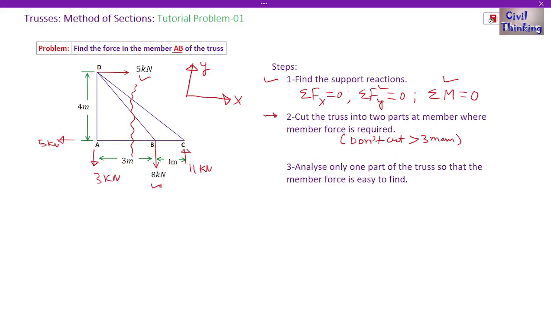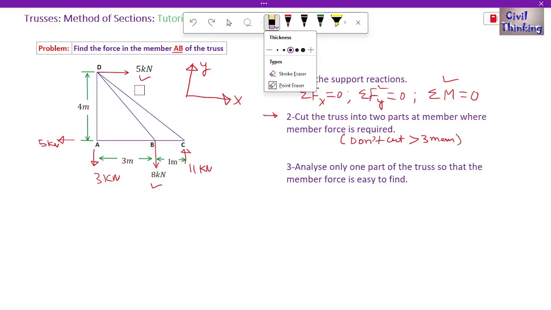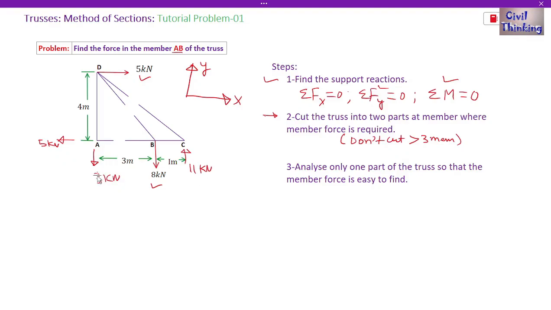Now what we will do, we will cut it at this section line. I will actually cut it, so let me use the eraser. Let me cut it here. Now we have two parts. As you can see, this is the left part, and this is the right part.